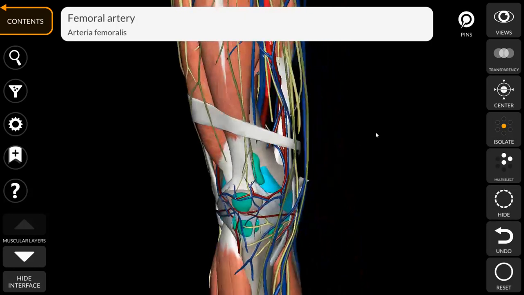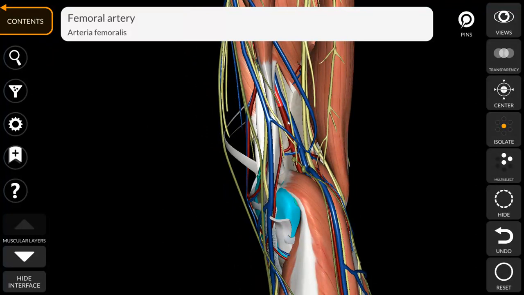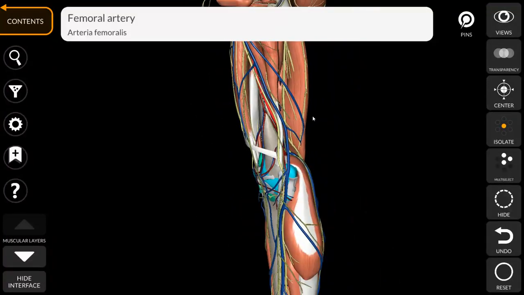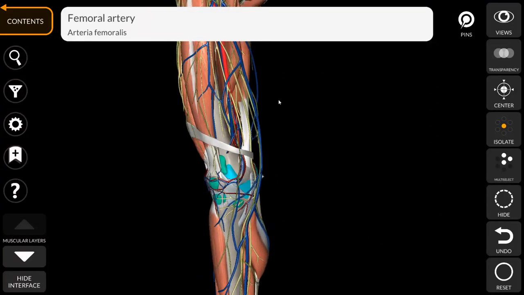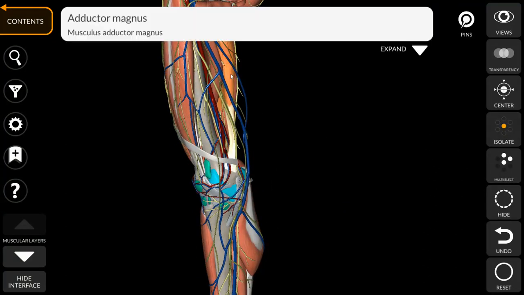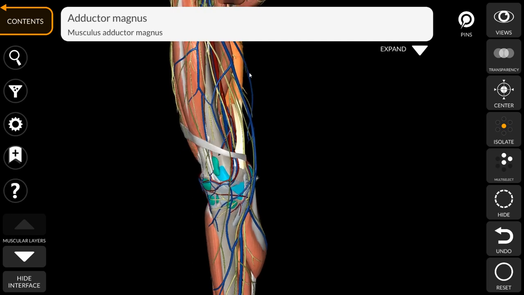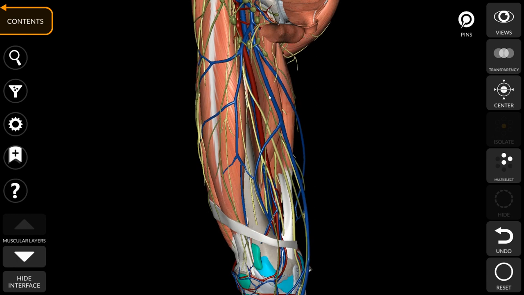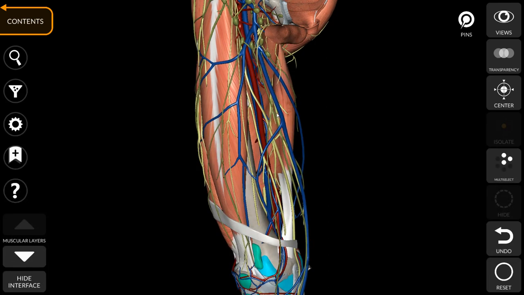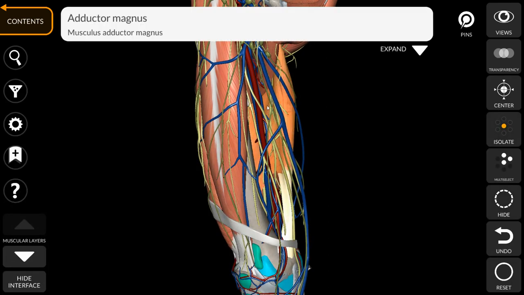Okay, class, can you see? Over here, I think there are too many structures, right? But first you need to identify where your adductor magnus is. This is your adductor magnus, see? Here is your ischiocondylar part, and here is your pubofemoral part, class.